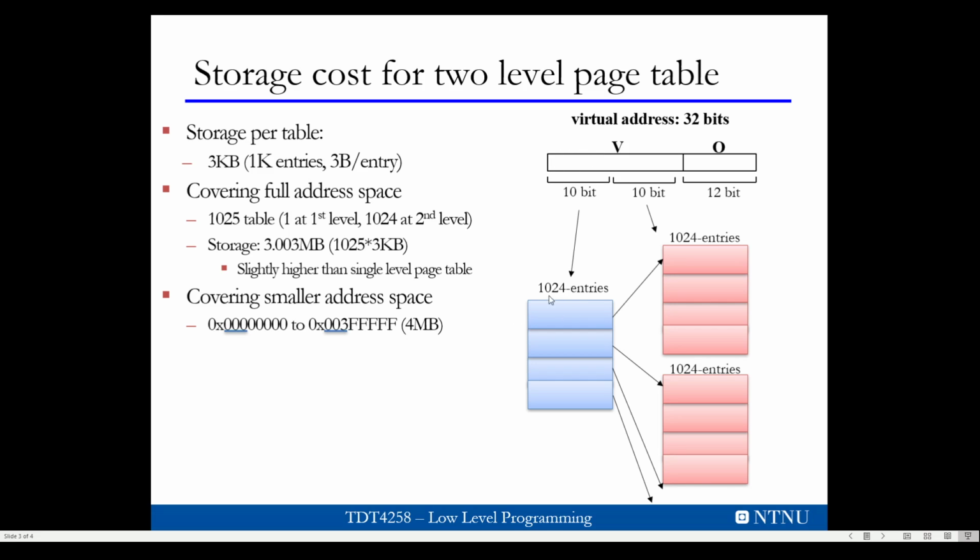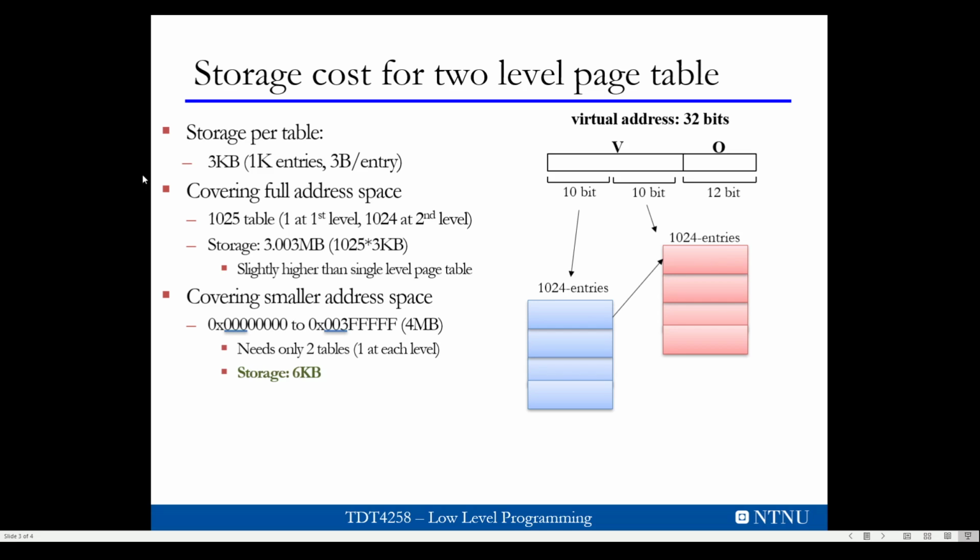So you will always go to only the first entry, and this entry will take you to one of the second level tables. So we need only 2 tables in this case, because with the higher 10 bits, we always go to the same entry in the first level table. So we will always go only to one table at the second level as well. We just have 2 tables. Each table is only 3 kilobytes. So in total, you need 6 kilobytes of storage. So we have reduced from 3 megabytes of storage to only 6 kilobytes if our application fits in 4 megabytes.